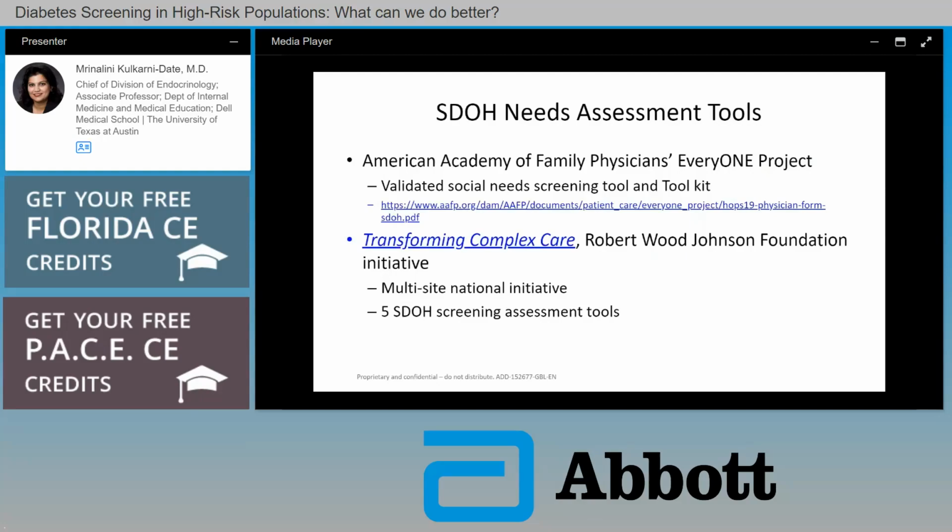So there are needs assessment tools to help us determine the social determinants of health that are affecting patients. The American Academy of Family Physicians' Every One project has a validated social needs screening tool, as well as a toolkit that's available for physicians. And I've provided the link here for that. Also, the Robert Wood Johnson Foundation initiative was a multi-site national initiative that looked at social determinants of health. There were 5 different institutions that developed their own screening tools, and these screening tools have been validated and are available for use as well. I should also point out that some of the validated screening tools are great, but some of them are done with a particular culture or community in mind. So it's nice to look at all of these and see which one might fit your community's particular needs.